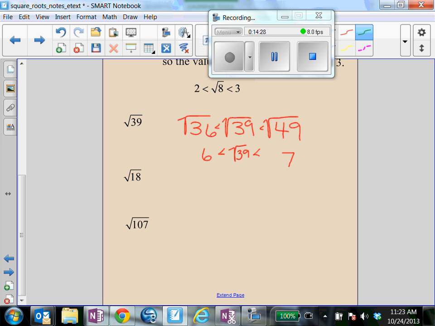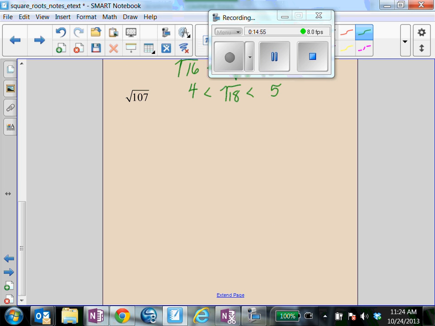For 18, the square root of 18, if we think about the perfect squares that are close to that, I automatically think 25. And then that's 5 squared, so 4 squared is going to be 16. So it lies between the square root of 25 and the square root of 16. And you take those square roots that you can of the perfect squares, and 4 is less than the square root of 18, which is less than 5. And that's your answer.